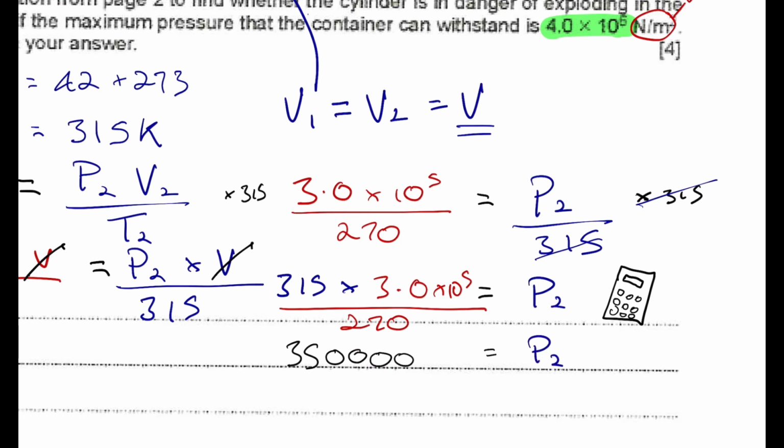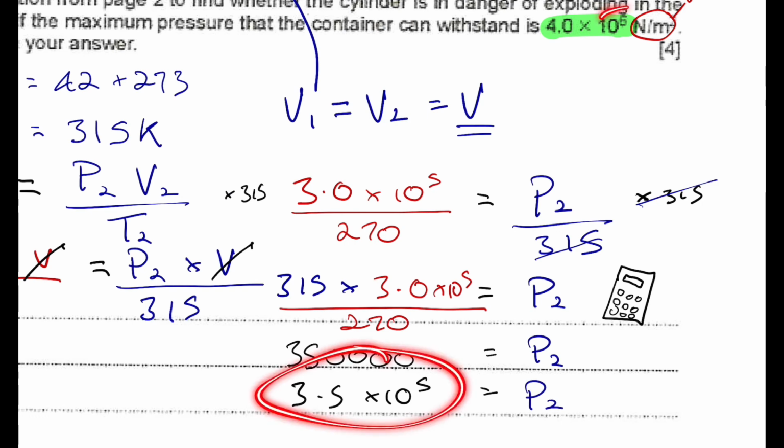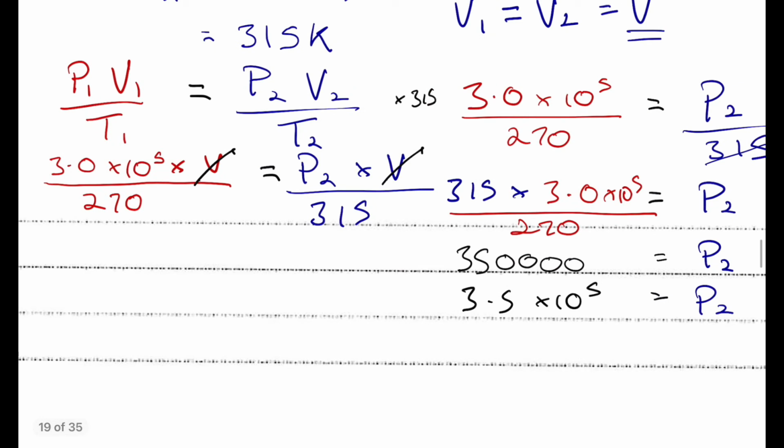This comes out as 350,000 kilopascals as P2. Now, the question gave it in standard form, so we should probably write our answers in standard form as well. So that's 3.5 times 10 to the 5 equals P2.